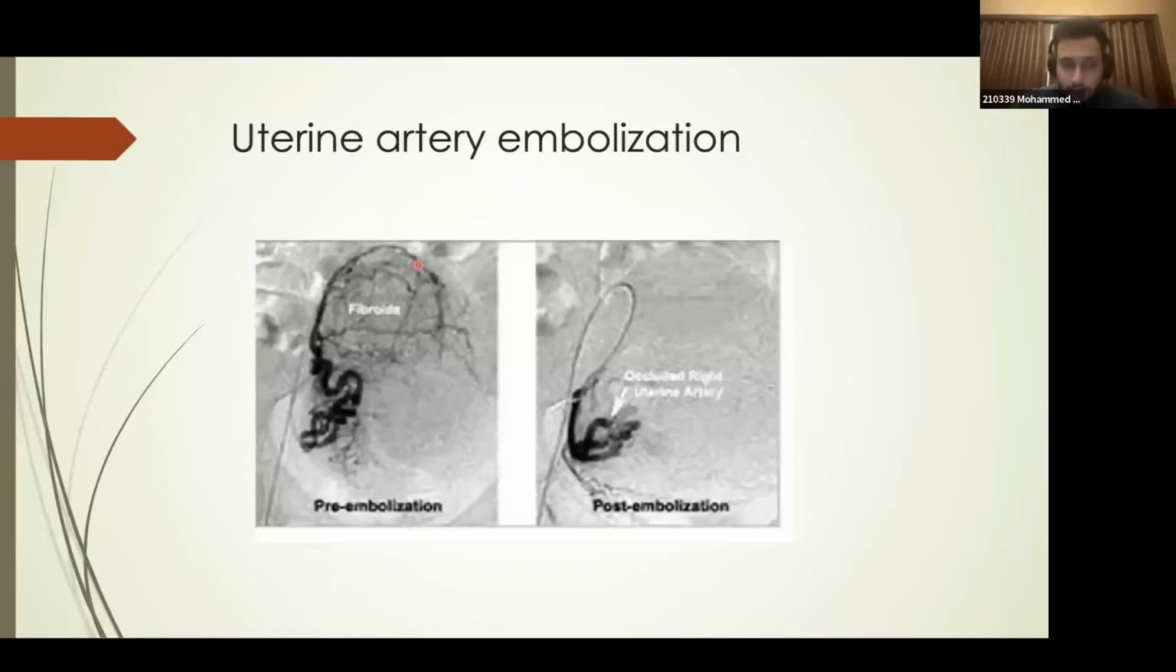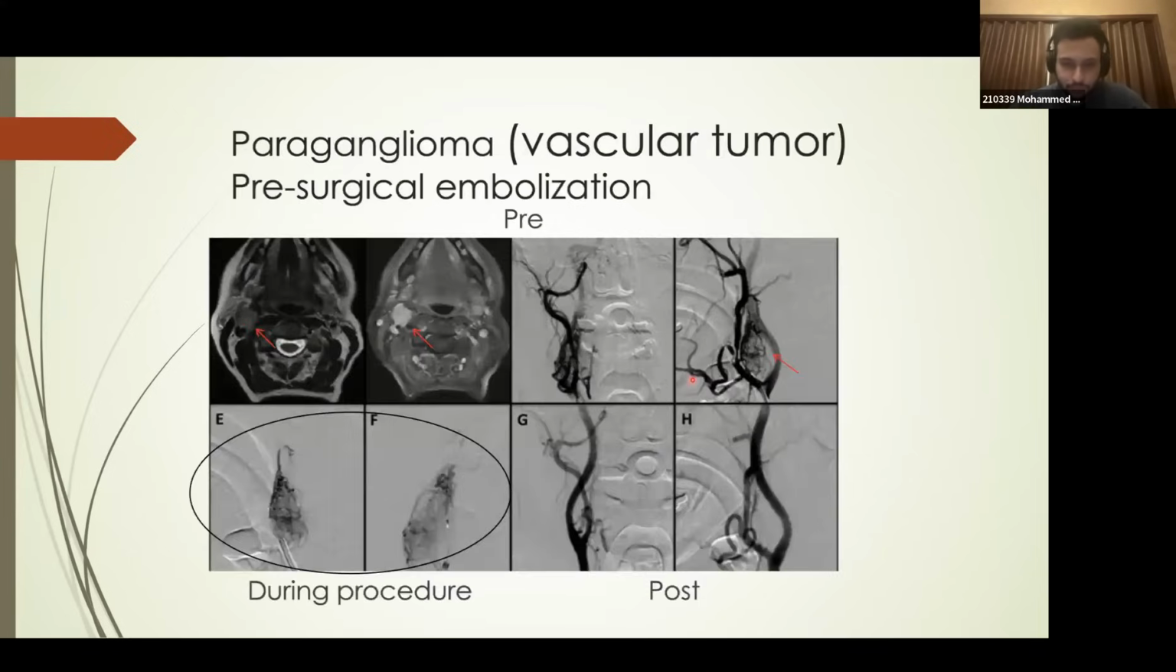After you do embolization, you can see that there's no more supply to the fibroid anymore. So this whole fibroid will die, okay? Because there's no more supply to the fibroid. And that's what uterine artery embolization is, okay? Same thing, we can use it pre-surgical.